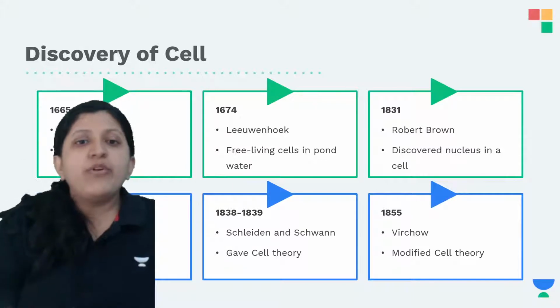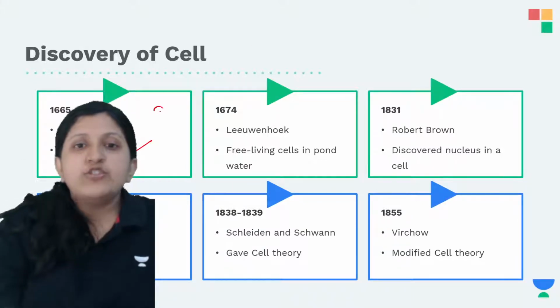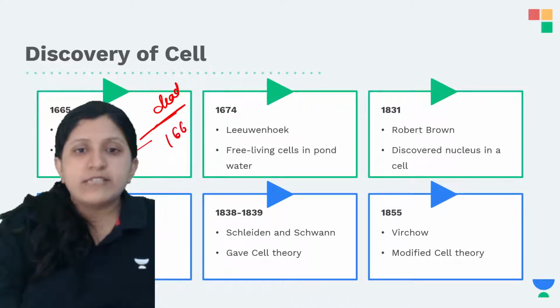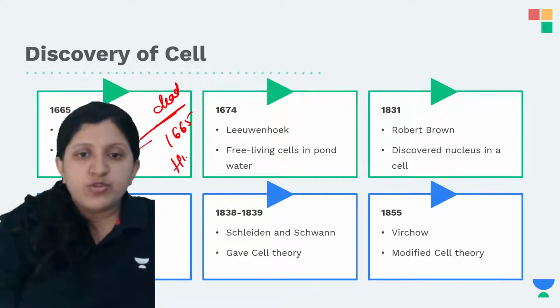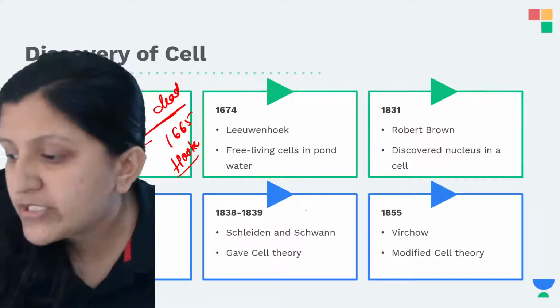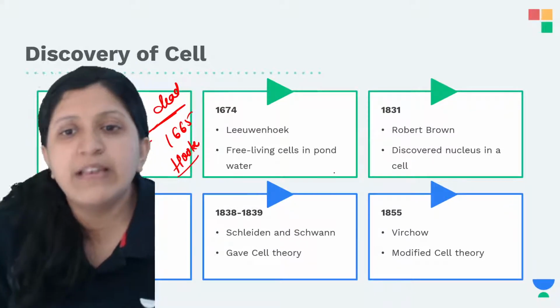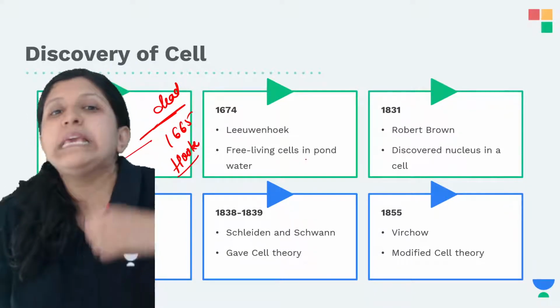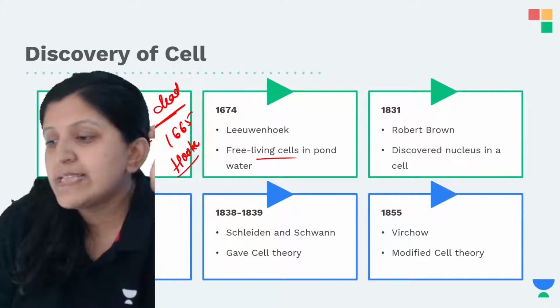Now Robert Hooke observed the dead cell, for the very first time, in the year 1665. So who observed it? It is Robert Hooke. Now in the year 1674, this is Leeuwenhoek. Anthony van Leeuwenhoek observed the living cells in pond water, like amoeba.